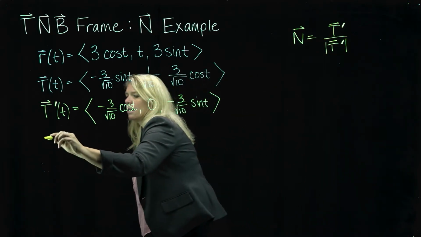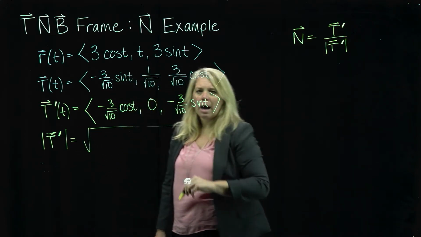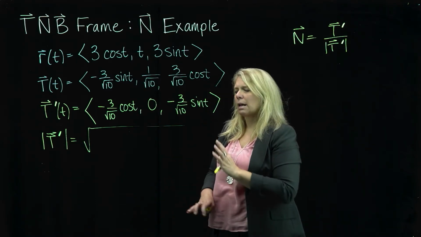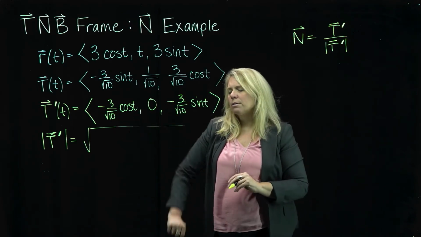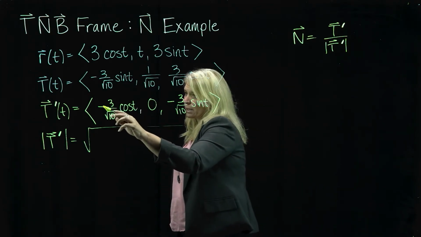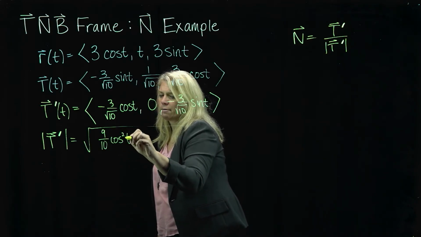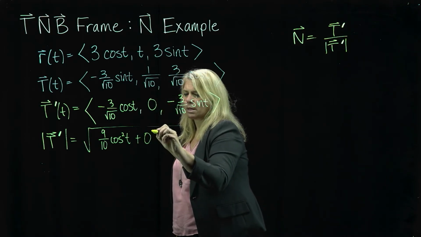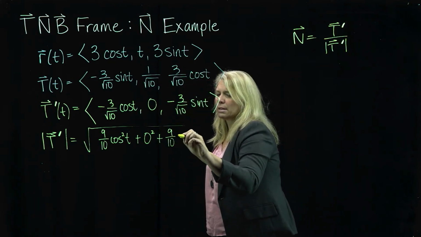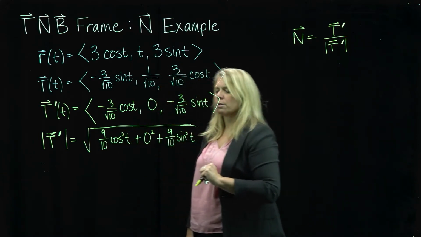I need the magnitude of t prime. After you've done a few problems like this, you might know what to expect here when you calculate the magnitude of t prime and be able to quickly move through this part of the problem, but I'll go a little slower through this one. So I will have this component squared. When I square the negative, I'll have a positive, so 9 over 10 cosine squared of t. And then this component squared will be 0 squared, which is 0. And then when I square this component, I will have 9 over 10 sine squared of t. So I've got the sum of all those squares and then the square root of the whole thing.